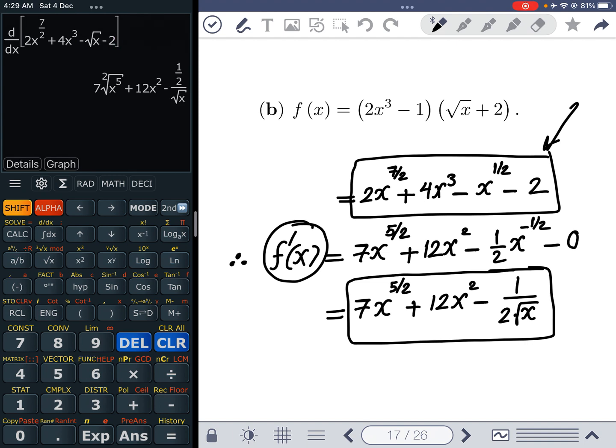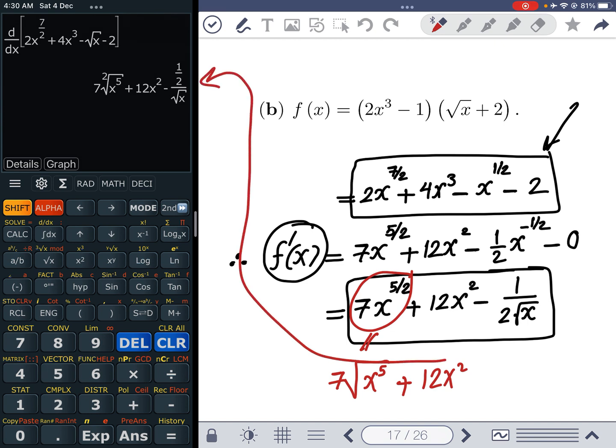So here you see, let's check them one by one. 7 times x to the 5/2. This is, by the way, you can write it also as 7 times the square root of x to the 5. You can write it like this. Plus, and notice they have 12x squared. Second one in the calculator. And then minus, they just wrote this as the half up and down is radical x.